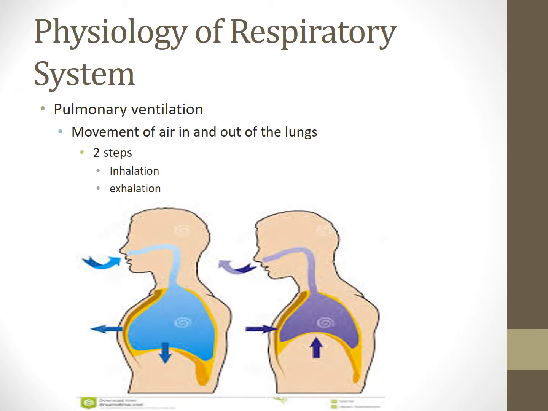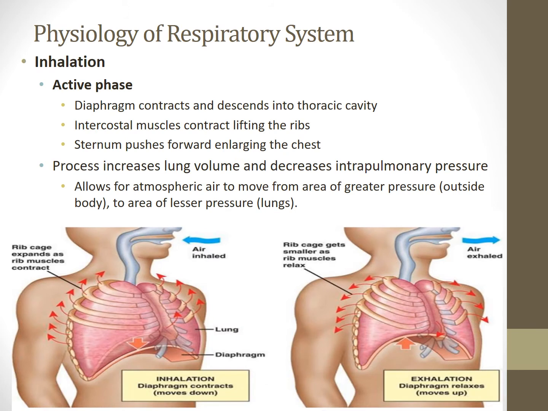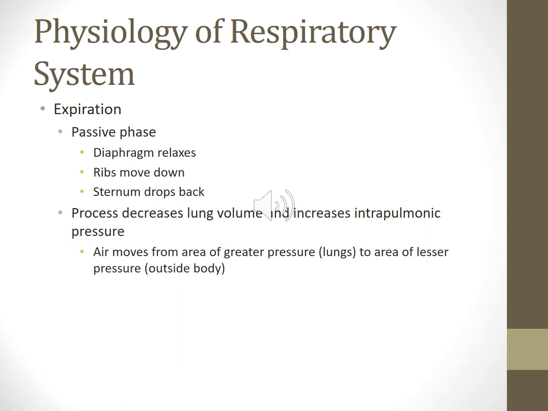Now the physiology of our respiratory system. With pulmonary ventilation, we have the movement of air in and out of our lungs, and this takes place in 2 steps, inhalation and exhalation. With inhalation, our diaphragm contracts and descends into the thoracic cavity. This is the active phase that brings air into our lungs. In the next phase, exhalation, the diaphragm relaxes. This is the passive phase where the air moves out of our lungs. Air moves from an area of greater pressure in the lungs to an area of lesser pressure outside of the body within this phase.